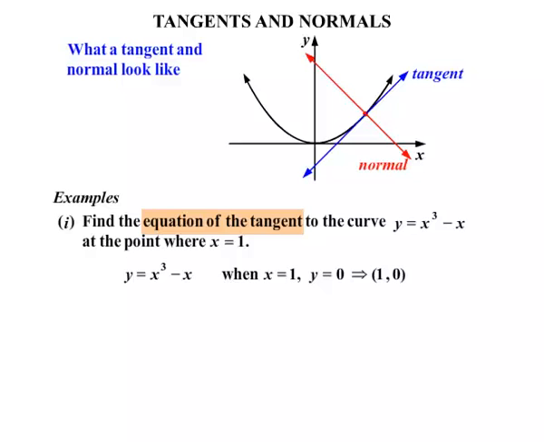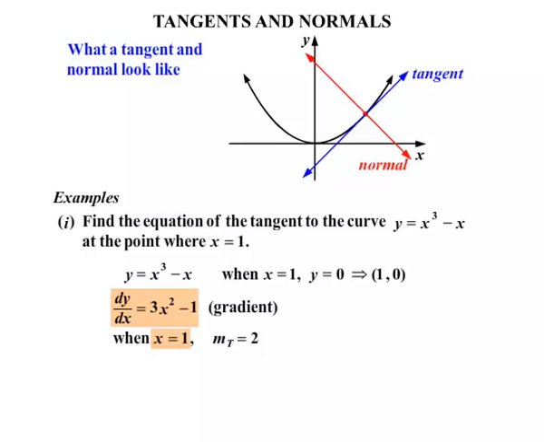Now the equation of the tangent, we need to find dy/dx because that'll tell us the gradient. So firstly, x cubed, the derivative of that is 3x squared, and minus x, if you think about it, minus 1x, the derivative will be minus 1. So what we've got there is our gradient function. That'll tell us the gradient of points on the curve. Now when x equals 1, we substitute into our dy/dx, and we get that the gradient of the tangent is 2.